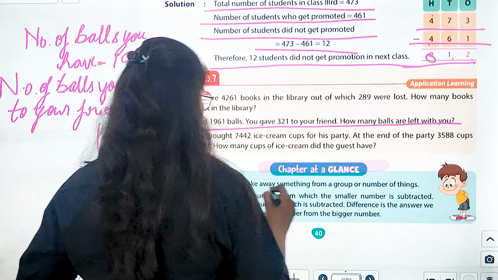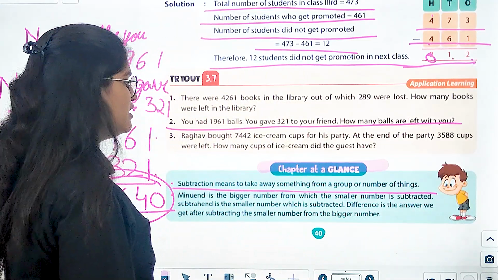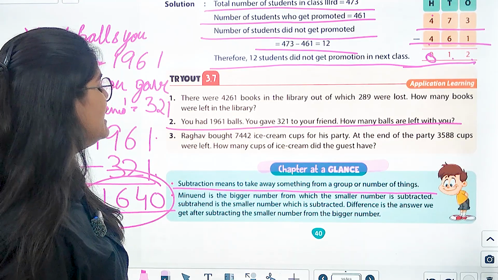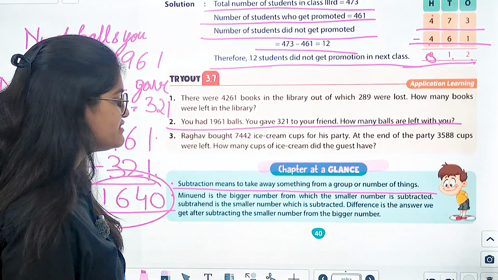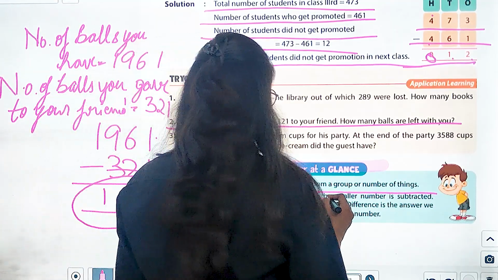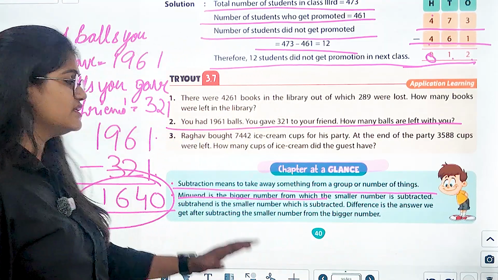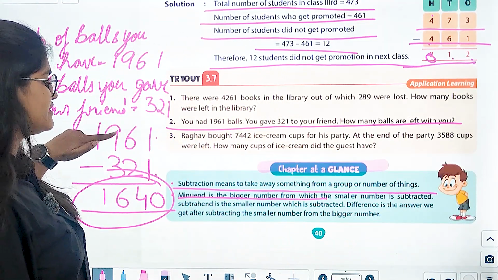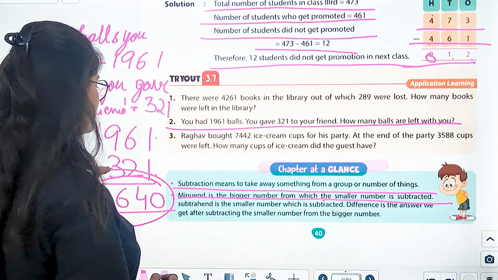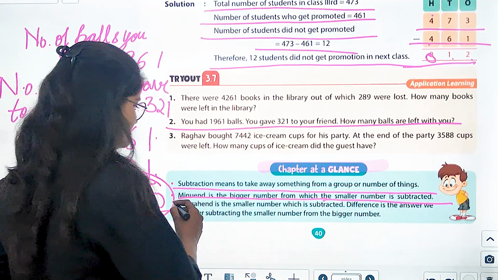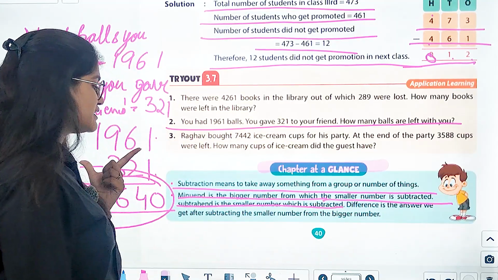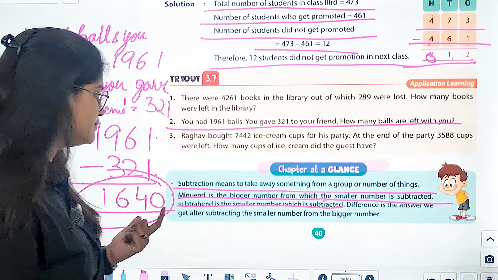Now moving up to the chapter at a glance, let's see what it says. So it is subtraction means to take away something from a group or number of things. कि subtraction का मतलब होता है numbers ले लेना एक ग्रुप में से या फिर किसी भी thing में से, right? Minuend is the bigger number. Minuend होता है जो एक दो numbers के बीच में जो बड़ा number होता है उसे कहते हैं minuend. From which the smaller number is subtracted, जिसमें से हम छोटा वाला number subtract करते हैं. Subtrahend is the smaller number which is subtracted. जो छोटा नंबर होता है जो सब्ट्रैक्ट किया जाता है उसे कहते हैं subtrahend.